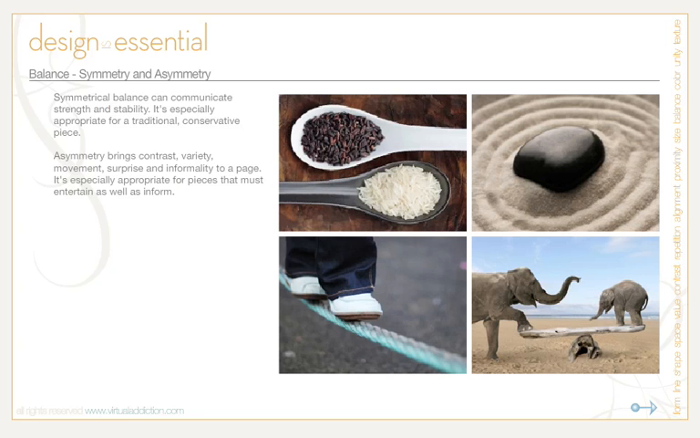Symmetrical balance can communicate strength and stability. It's especially appropriate for a traditional conservative piece. Asymmetry brings contrast, variety, movement, surprise, and informality to a page. It's especially appropriate for pieces that must entertain as well as inform, such as travel brochures.